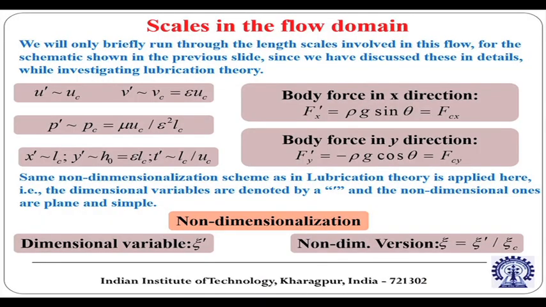So, for example, u prime is of the order of u c, v prime is of the order of v c, which is epsilon u c. Where from this comes? Continuity equation, very good. P prime is of the order of p c, which is mu u c by epsilon square l c. Say you have forgotten this formula suddenly, so how will you retrieve this very quickly?